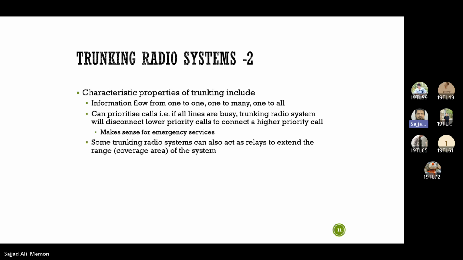It can prioritize calls, that is, if all lines are busy, the trunking radio system will disconnect lower priority calls to connect a higher priority call. Makes sense for emergency services. Some trunking radio systems can also act as relays to extend the range of the system. That is quite possible in that.